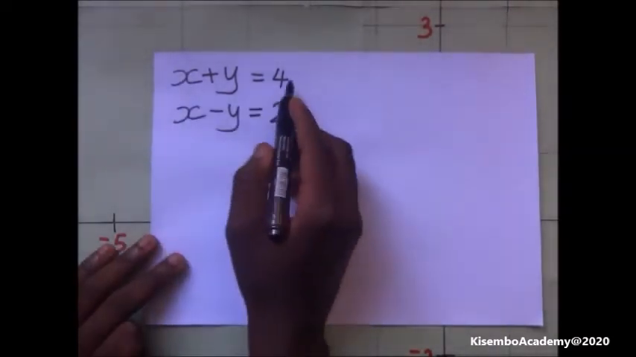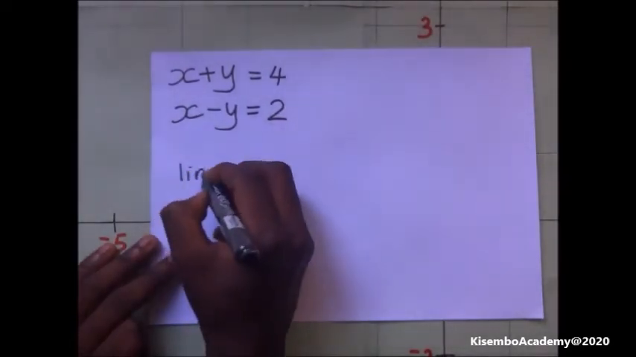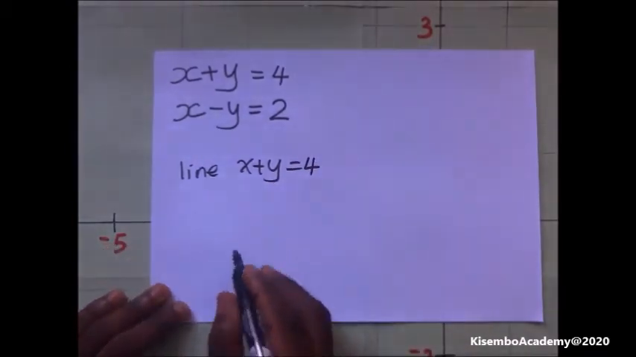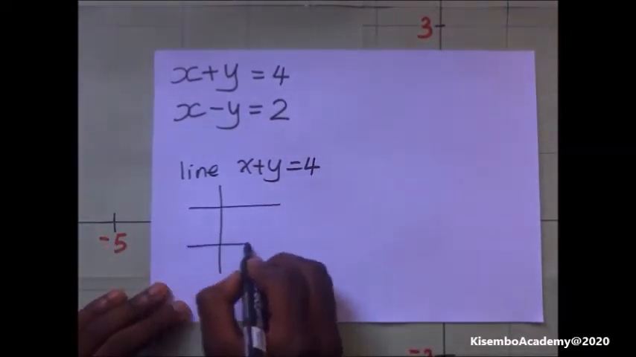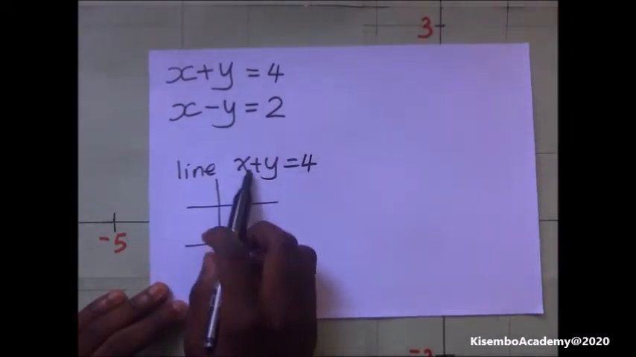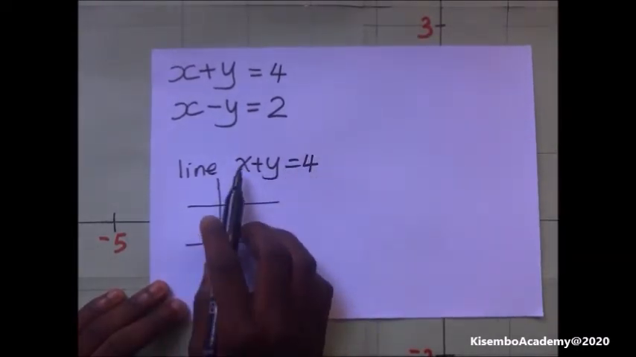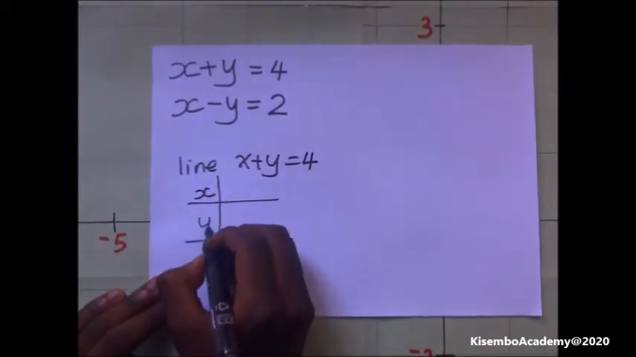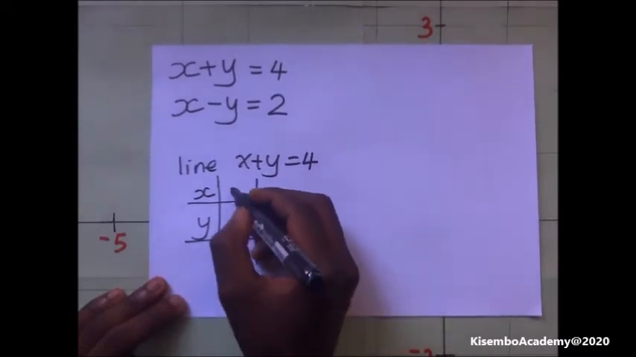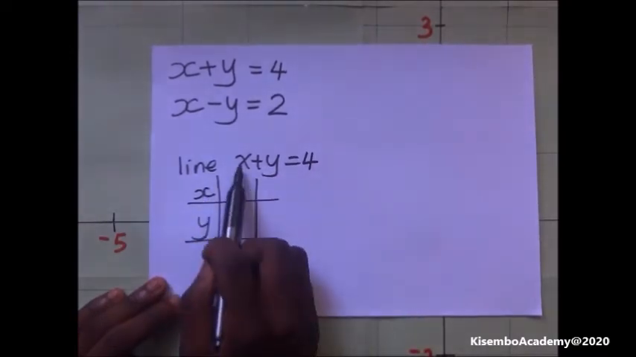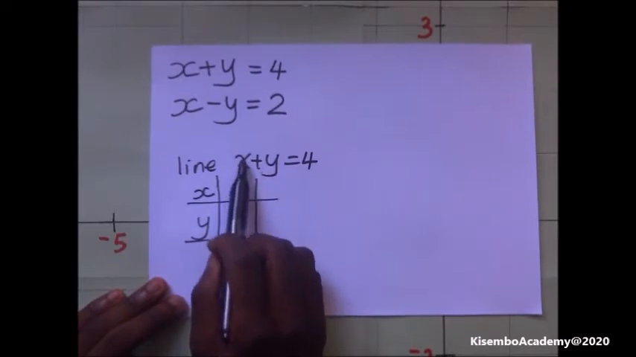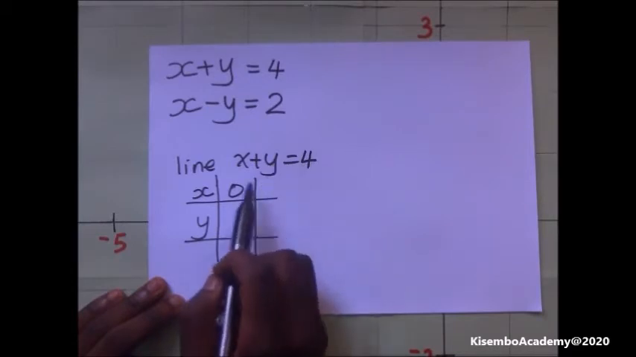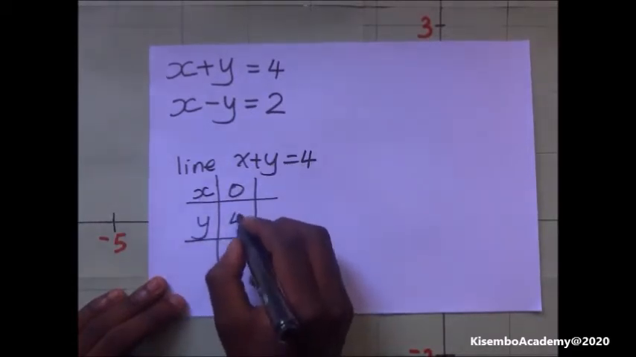So we begin. We shall first get the points for x plus y. Let's draw line x plus y is equal to 4. So let's get the coordinates. We shall just get two coordinates and connect the two. So looking at line x plus y is equal to 4, if this is x and this is y, if x is 0, what is y? If we put 0 here, we shall have 0 plus y is equal to 4. So the value of y is equal to 4. So when x is 0, y is 4.